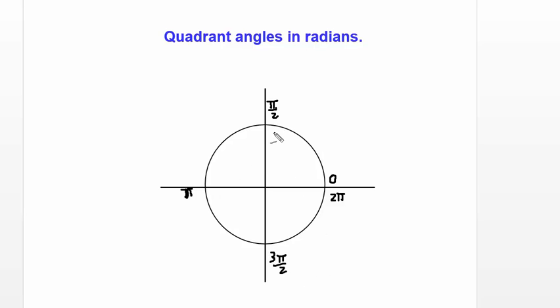And notice that some of these things match up, like pi over 2 matches up with 90 degrees, pi matches up with 180, and so forth and so on. So we'll go ahead and keep looking at those as we continue.